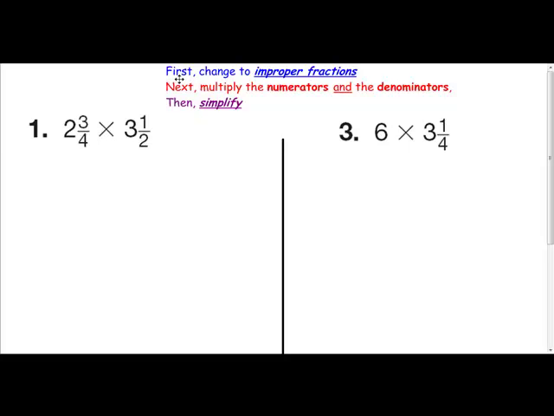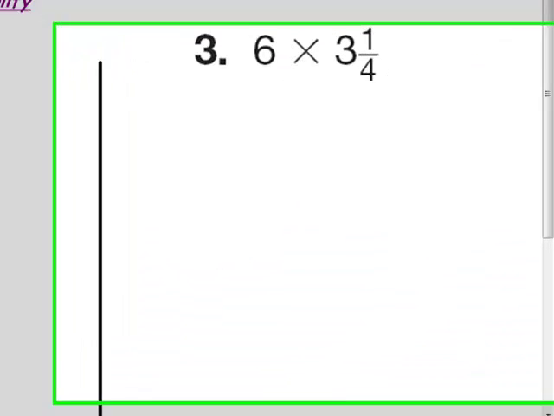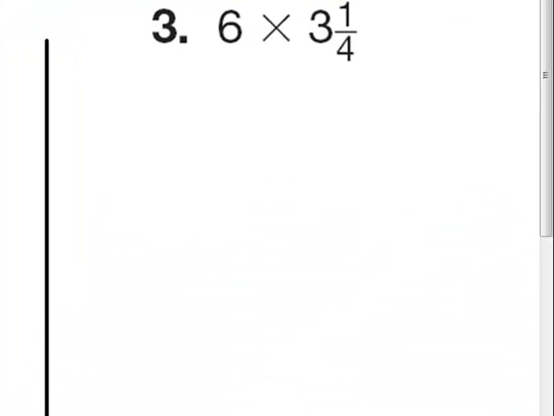The method we're going to use here is first we're going to change to improper fractions. Next, we'll multiply the numerators and the denominators. Then we'll simplify. Now, if you remember from previous lessons on how to change a mixed number to an improper fraction, if you don't remember, I'll show you.